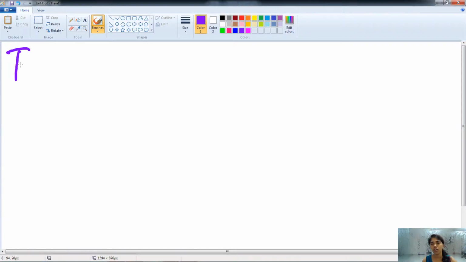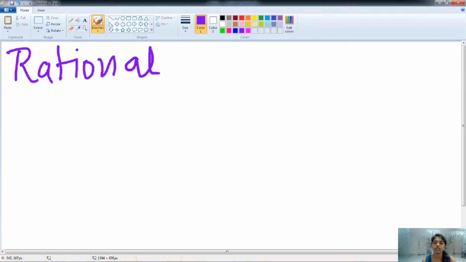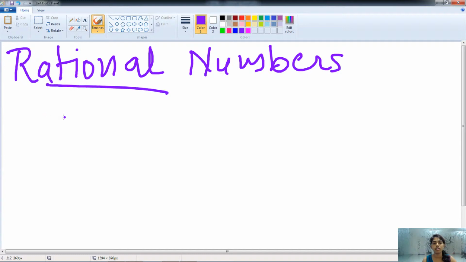First of all, what are rational numbers? We have heard this term, right? Well, any number that can be converted into a fraction is called a rational number. Here we have 1.5. Is it a rational number? Yes, we can write it like this, 3 by 2. It can be converted into a fraction, right? So yes, it is a rational number.